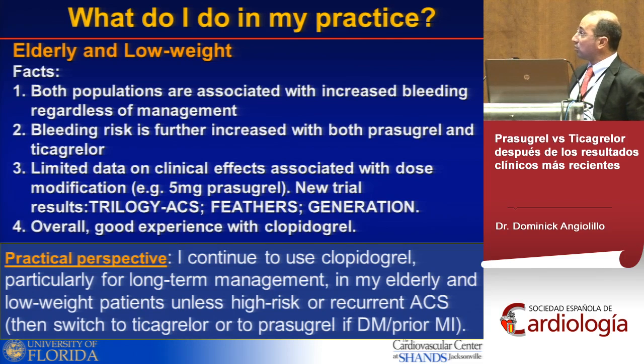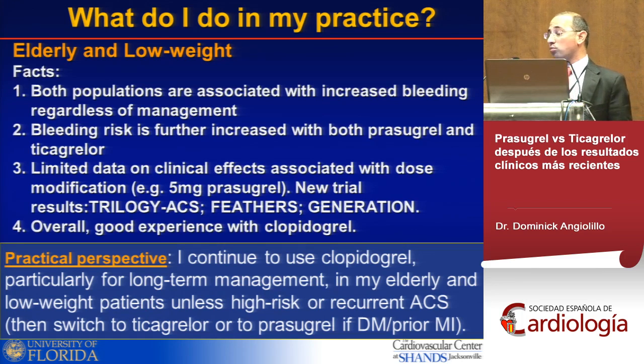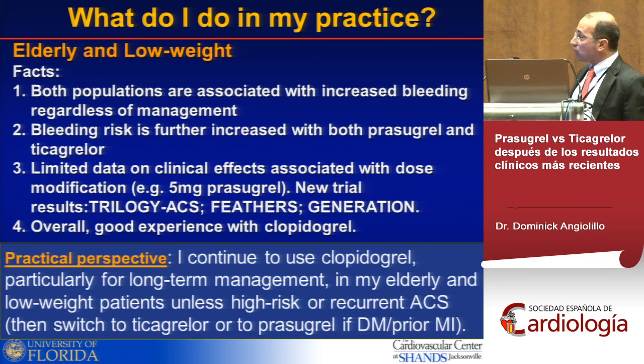Definitely there's some encouraging data coming from pharmacodynamics, and these are actually generated mostly from our lab, looking at a 5 milligram of prasugrel. But I'm going to be very honest, this is pharmacodynamic data. We have more evidence from the PLATO trial. But I also believe that the elderly patients are really a high risk for bleeding. And so if it's a low risk patient, I will continue to use clopidogrel.